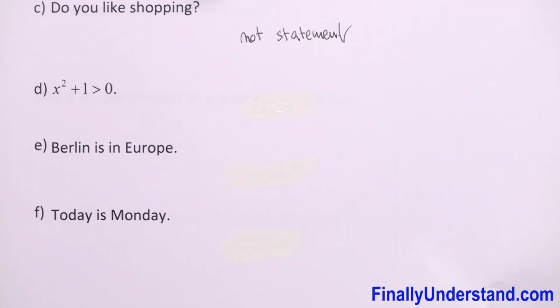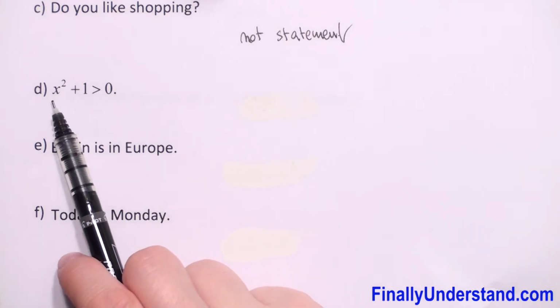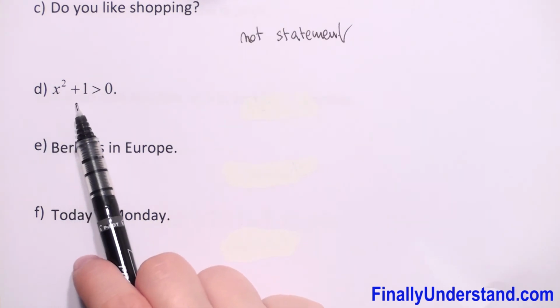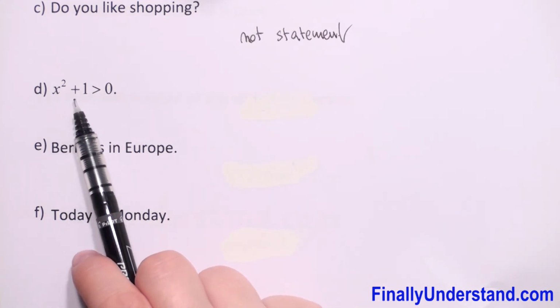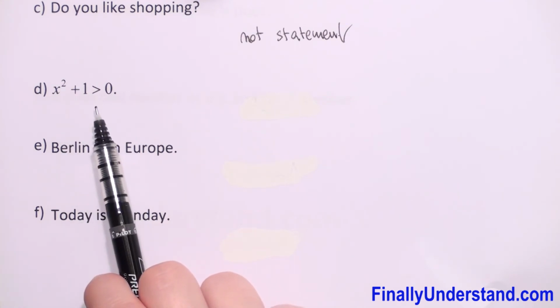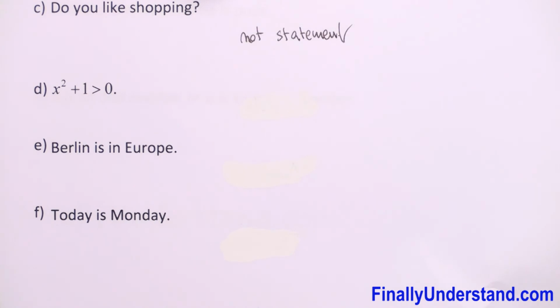We have x squared plus 1 is greater than 0. We have x to the second power, so this gives us always a positive number or 0. Plus 1, so on the left side we will always have a positive number. So a positive number is greater than 0. So this sentence is true. So this is a statement.